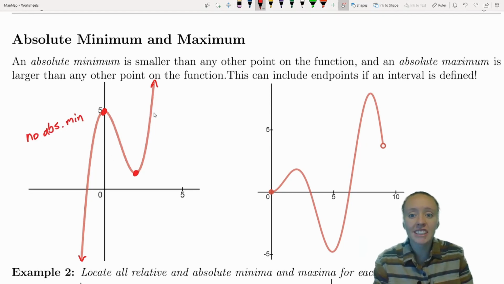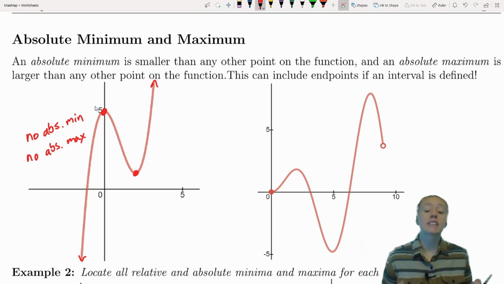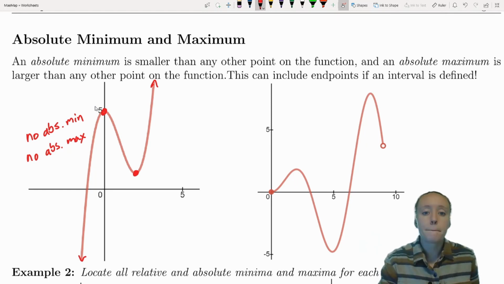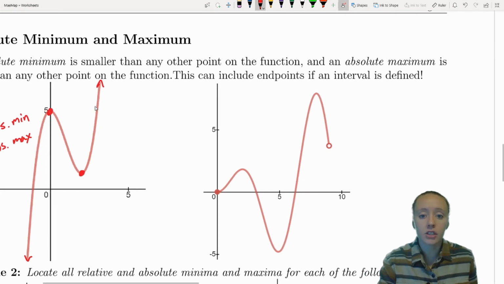And my function is continuing on towards positive infinity, so this one I also have no absolute max, because I do not have one point that I can say is greater than all other points. And I don't have some point that I can say is smaller than all other function values. But let's look at this next one.